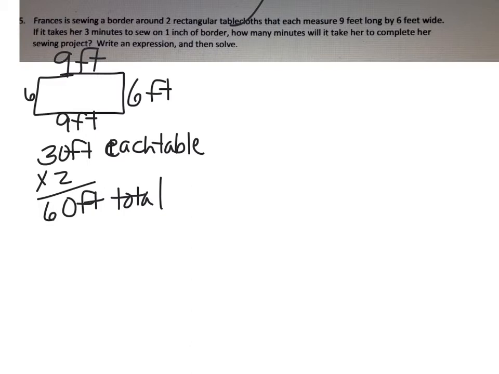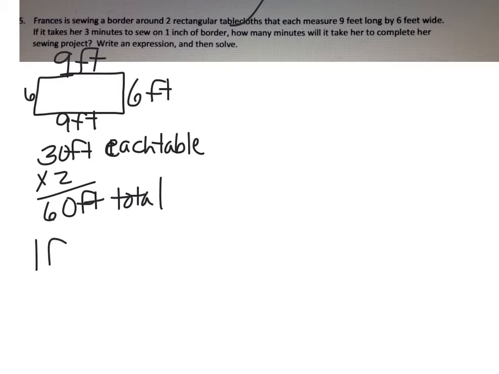It says in the problem, it takes her 3 minutes to sew a 1-inch border. How many minutes will it take her to complete her project? Your brain is going to say 3 times 60. That is not correct because this says it takes her 3 minutes to sew a 1-inch border. This is 60 feet. So I need to convert my feet into inches.